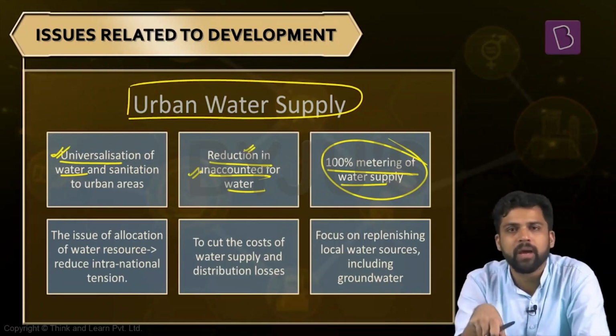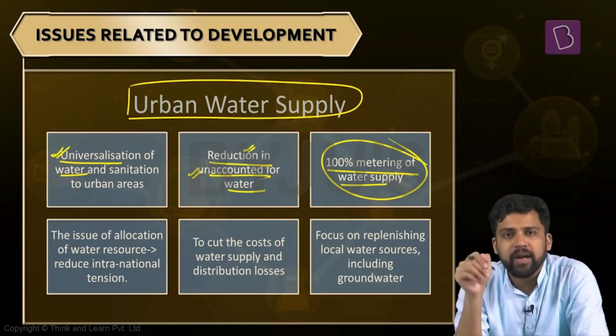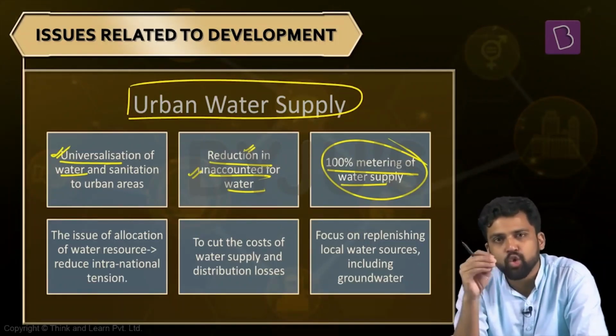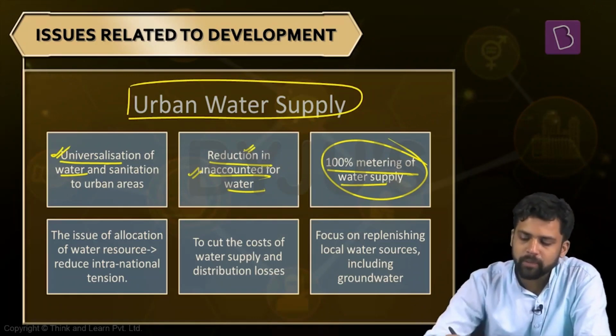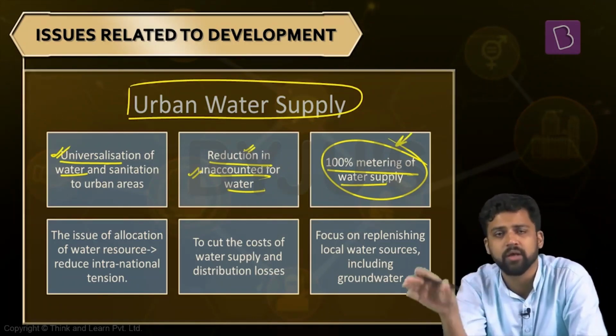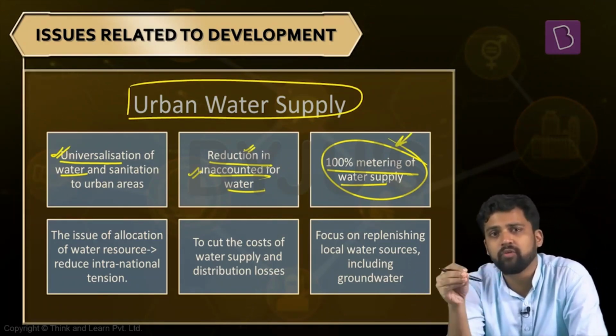In case you're not paying for water, what happens? It creates negative incentives. People waste water. At the same time, the water supply boards find it difficult to raise money to maintain the water supply infrastructure. So if you are paying for water, these bodies will get some money. With this money, we are able to maintain the water infrastructure facilities. At the same time, people will not waste water. Conservation of water will be there.